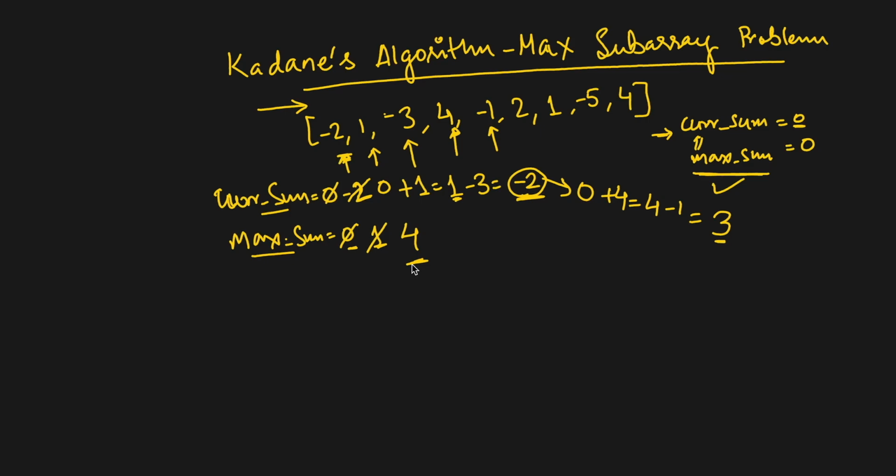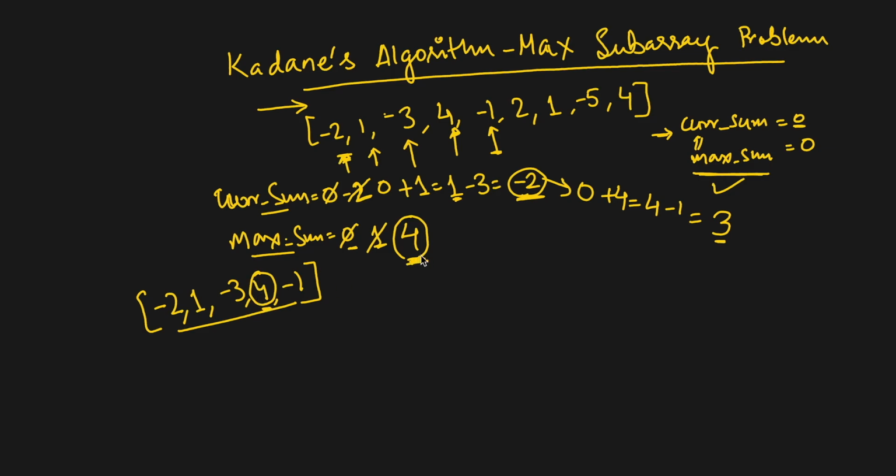So during iteration, at any point the max sum gives you the maximum sum of subarray which we have seen so far. For example, now we have done the iteration up to this point. Let's say this is the array which was given to us, up to minus 1, right? So what would be the maximum subarray? This 4, right?